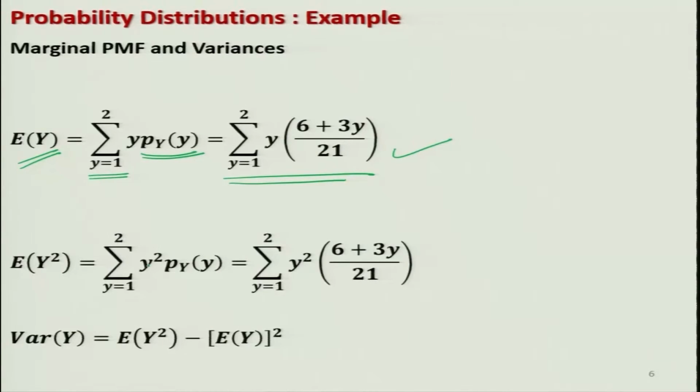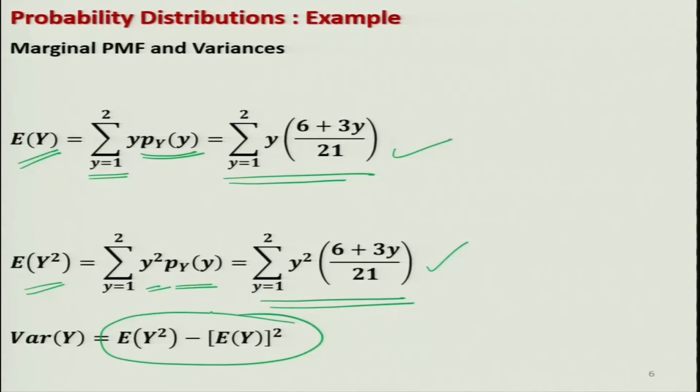Similarly, if you want to find out the expected value of y square, just take here summation y goes from 1 to 2 into the probability mass function of y, this is the marginal distribution, and then you get this expression. Just substitute this marginal probability mass function and then solve it. You will get this value, and you substitute these values over here in this expression of variance of y. You can very easily compute the variance.